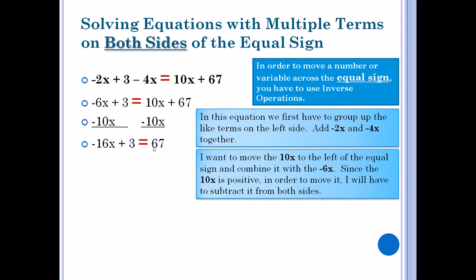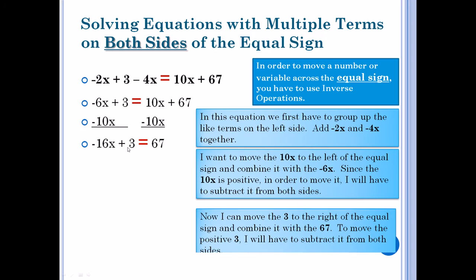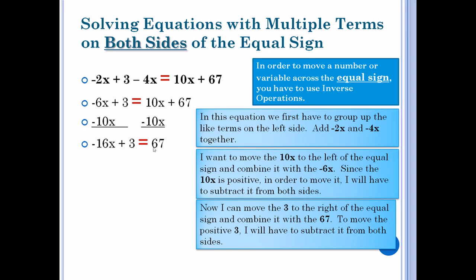All right, now I think you got the hang of it from here. When I want to group my numbers up all the way to the other side, I need to do the opposite. And the opposite of a positive 3 is to subtract 3. And I'm going to subtract 3 from both sides of the equal sign. So I have negative 16x equals, what's 67 minus 3? Come on, you got it. 64. Very good. Now we just keep on solving it.